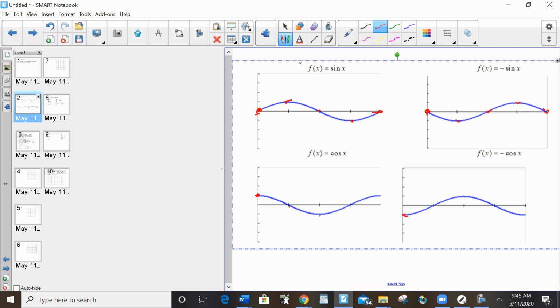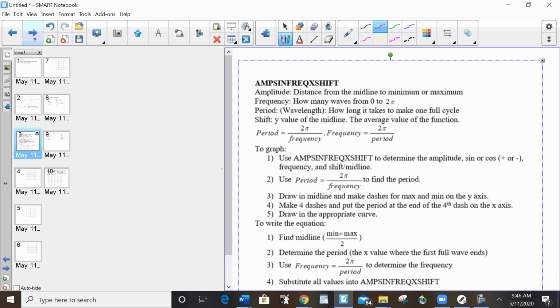1, 2, 3, 4, 5. So you need to know what your four waves look like. Again, sine, both positive and negative, start at the midline. Positive cosine starts at the max. Negative cosine starts at the min. For all 5 points, when you're graphing, I need to see those 5 points.